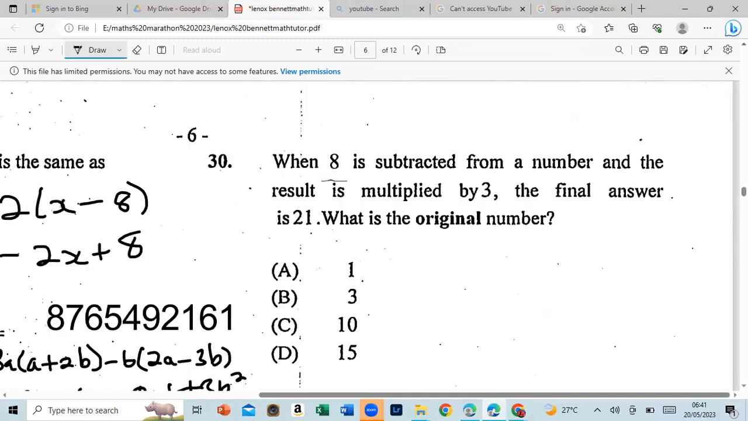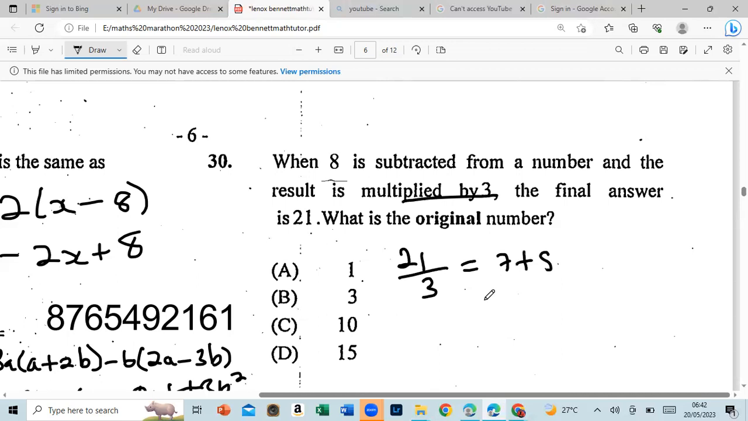31. Alright, 30 says when 8 is subtracted from a number and then the result is multiplied by 3, the final answer is 21. What is the original number? Now we can start with 21 and do the opposite. Let's see if that works. So we have 21, multiplied by 3. So we take the inverse of multiplying by 3, which is to divide by 3. So that equals 7 now. And 8 is subtracted, so we do the opposite, which is add 8.